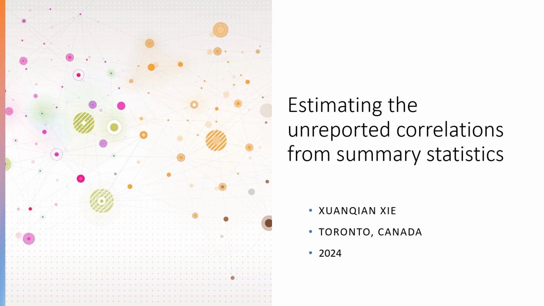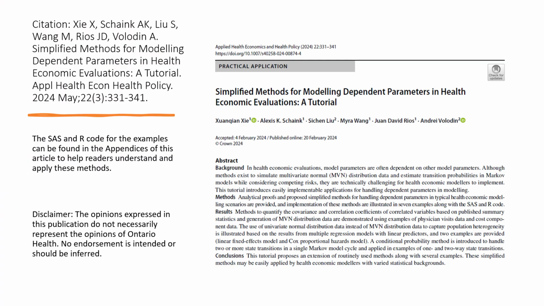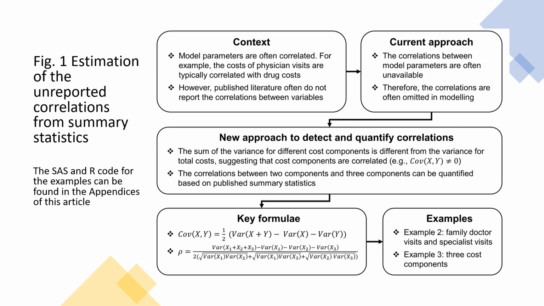I will introduce the method of estimating the unreported correlations from summary statistics. This presentation is based on our publication titled Simplified Methods for Modeling Dependent Parameters in Health Economic Evaluations, a tutorial. The SAS and R code for the examples can be found in the appendices of this article. I thank my co-authors. This flowchart outlines the context and the proposed simplified method.